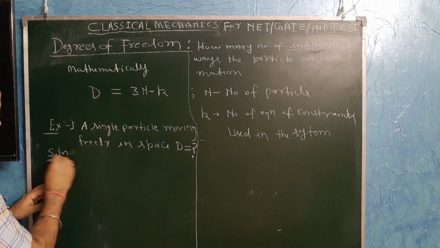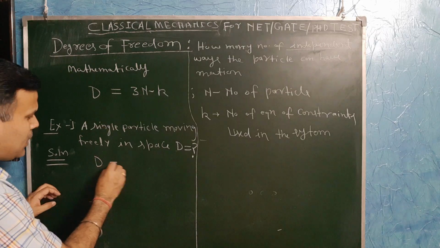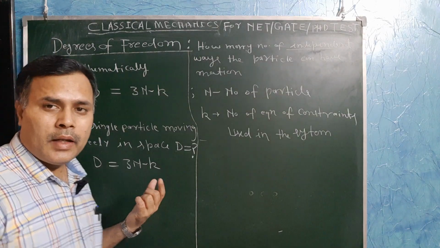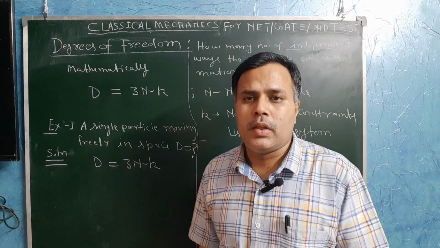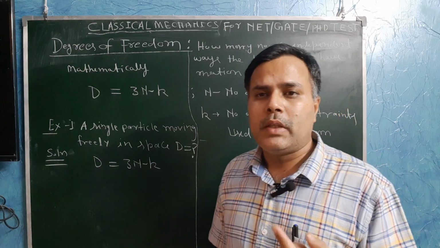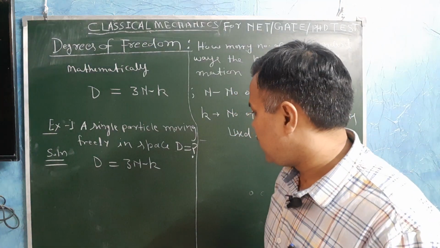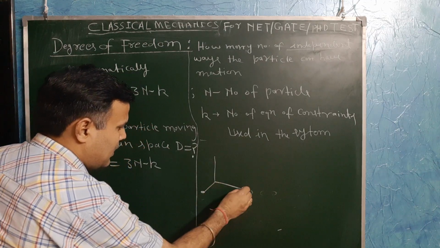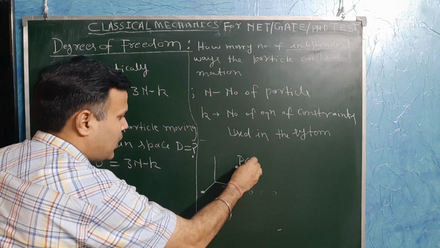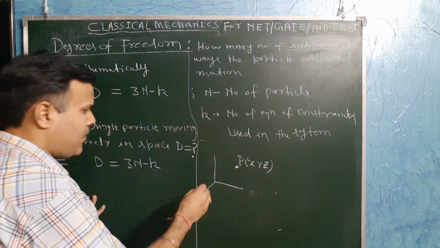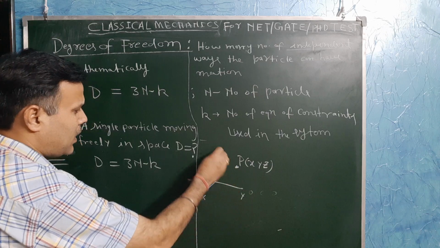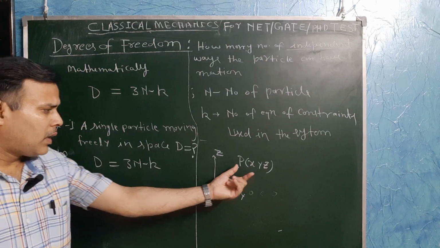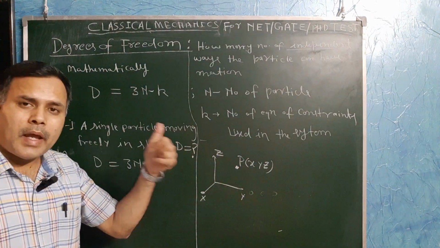Solution: we know that degree of freedom d is simply 3n minus k. So what is our n? n is the number of particles used in the system. We have a single particle, which means n is 1. So one particle in space, and geometrically we can also express that. Let's say this is a single particle whose coordinates are x, y and z, and this is the x, this is y and this is z coordinate.